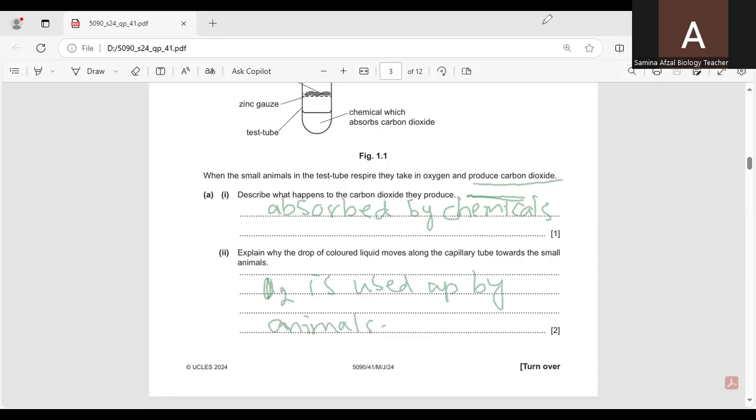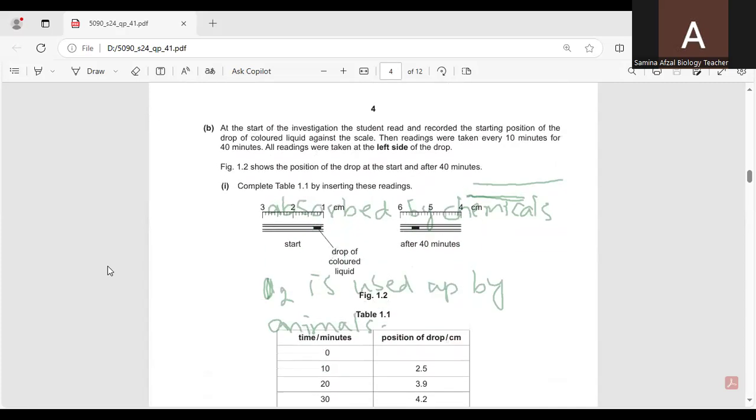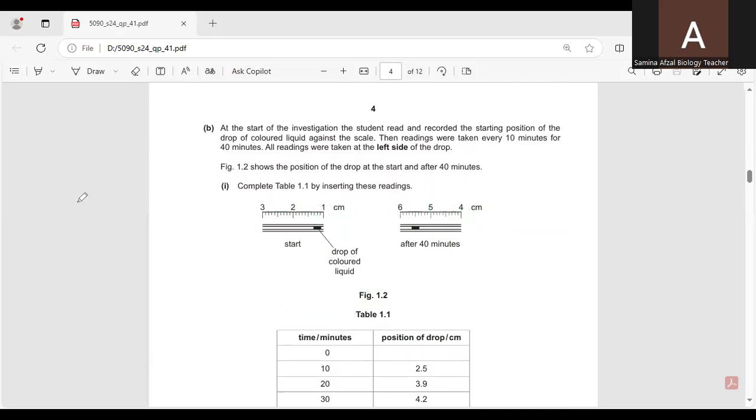Now we will move towards the next question, part B, in which they have asked: at the start of the investigation, the student read and recorded the starting position of the drop of colored liquid against the scale. Then readings were taken every 10 minutes for 40 minutes. All readings were taken at the left side of the drop. Figure 1.2 shows the position of the drop at the start and after 40 minutes. Complete table 1.1 by inserting these readings.